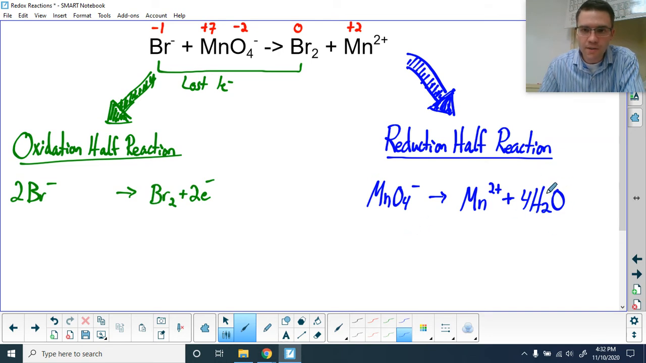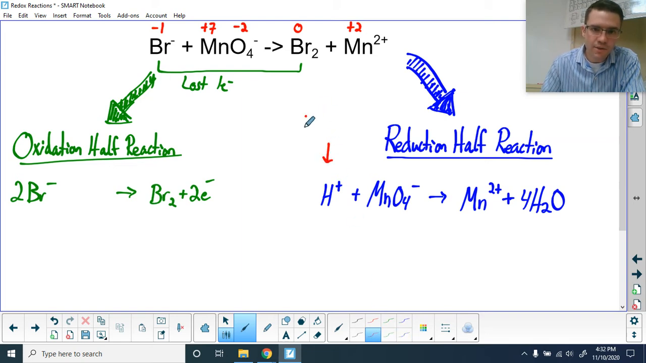Now I also introduced hydrogen into this equation, and I introduced 8 of them. 4 H2Os gives me 8 hydrogens. And now I'm going to have to include that on my reactant side. And if this is an acidic solution, I'm going to say H plus here. Okay. And you might label this in your notes here.